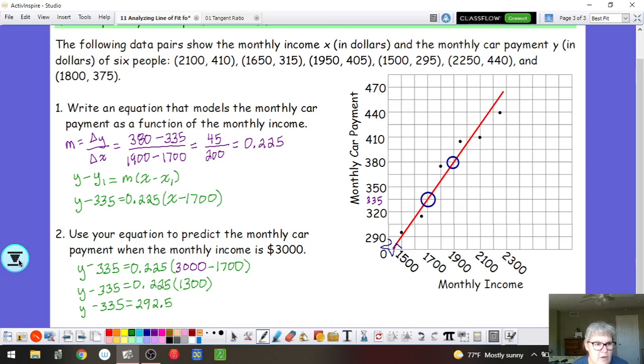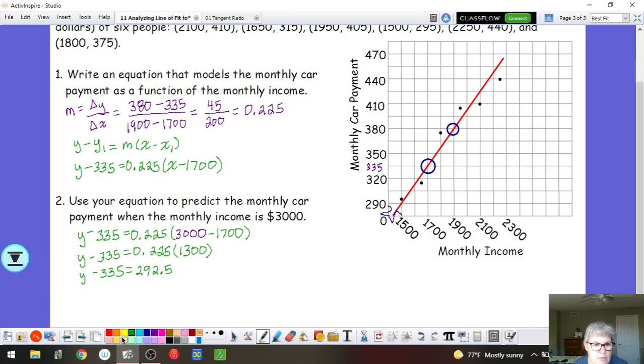So now, to find out what that monthly car payment is going to be, we need to get the y by itself. So we need to undo the minus 335 and add the 335 to get the monthly car payment. And because it's a monthly car payment, I need a dollar sign on my answer. And that means my monthly car payment is going to be $627.50. And that's how we can use the equation to make a prediction, especially when our graph doesn't allow for us to make a prediction further out.